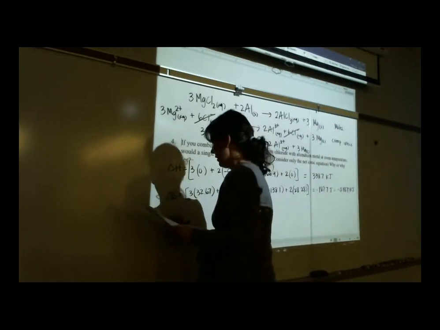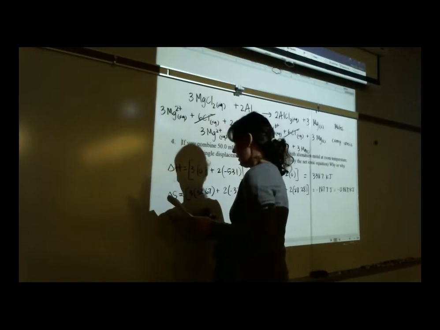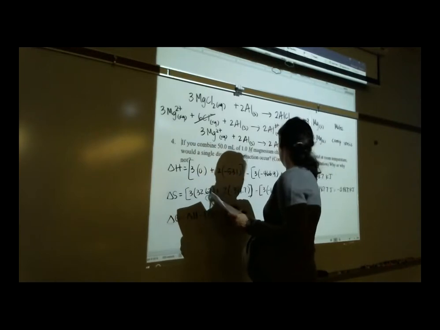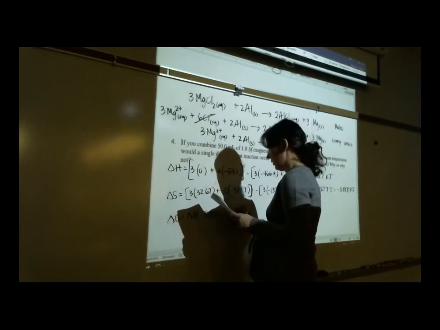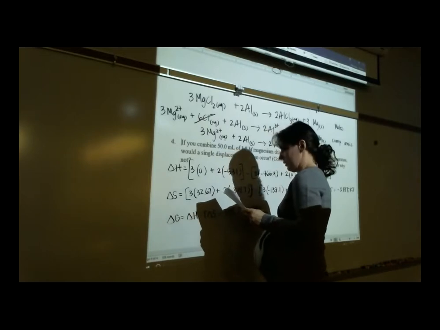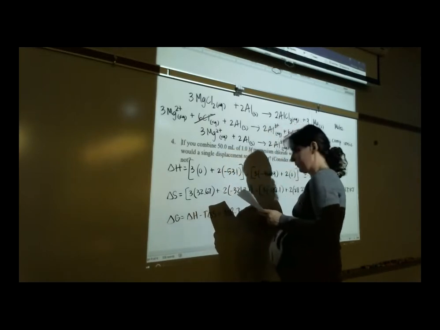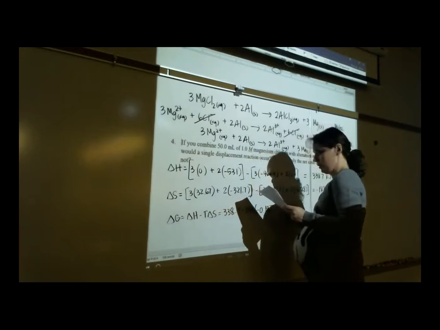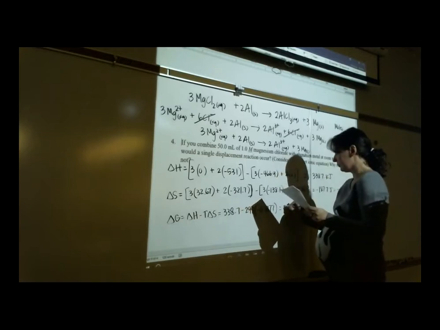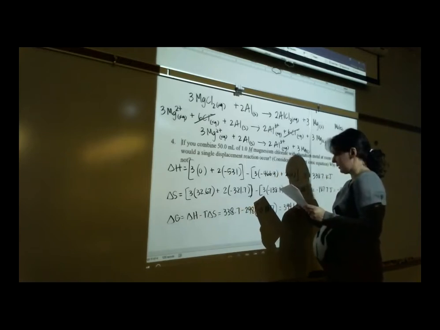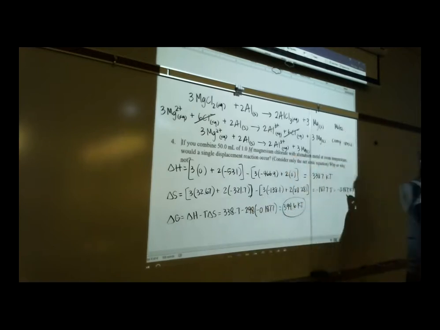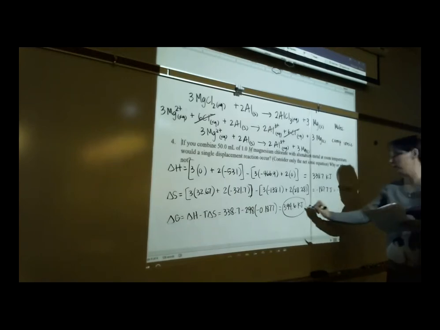So for delta G, delta H minus T delta S. So plugging in 338.7 minus 298, because that's our Kelvin temperature, times negative 0.1877. I got 394.6 kilojoules. Do we agree on delta G here? Spontaneous or non-spontaneous? Non-spontaneous.